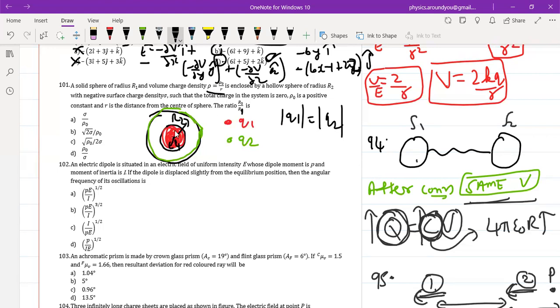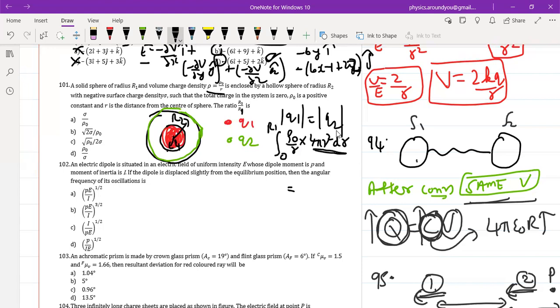NCERT concept: charge on the inner sphere with a variable charge density is simply going to be integral 0 to R1, because inner sphere is between 0 to R1, of rho, given as rho naught by R, into 4 pi r square dr. I have already given you the standard configurations. For a spherical element, this is going to be rho dv. dv is always 4 pi r square dr.